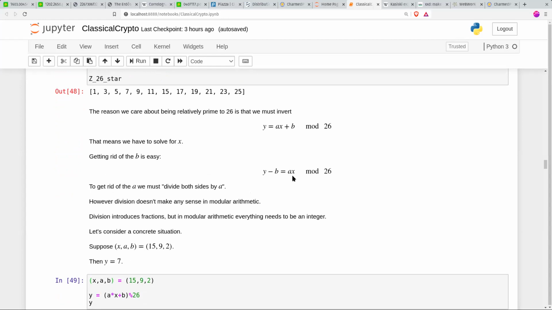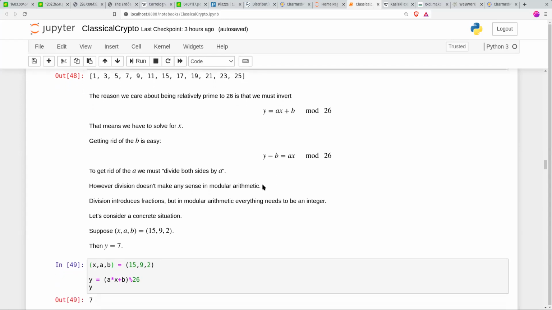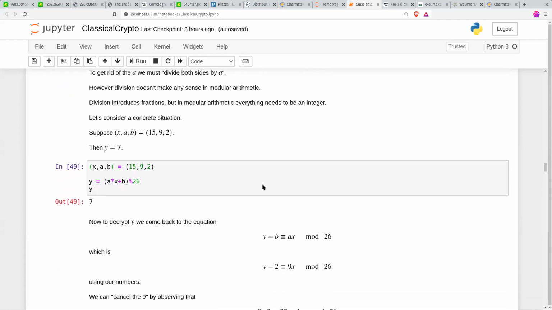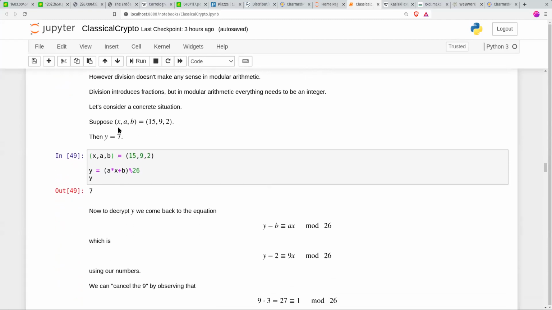You can't actually literally divide, because that might create a decimal number, but everything has to be a whole number. So it's not literal division. But we do want to kind of cancel it out. So let's look at a concrete example with these numbers. Let's say that x is 15, a is 9, and b is 2.